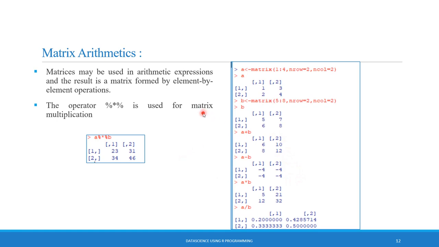If you want matrix multiplication, which is nothing but the rows of the first matrix being multiplied by the columns of the second matrix, you have to make use of this operator: percentage sign, asterisk, percentage. This has to be followed. So A %*% B will provide you the matrix by matrix multiplication.